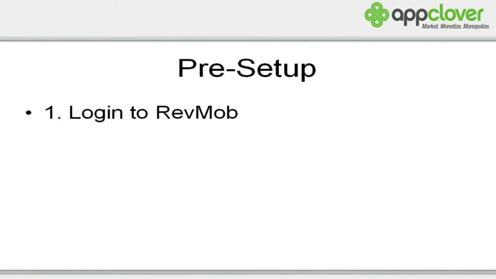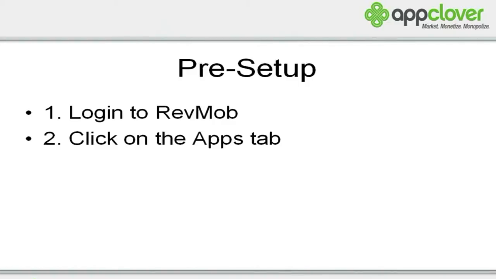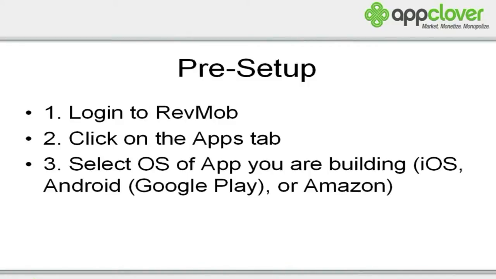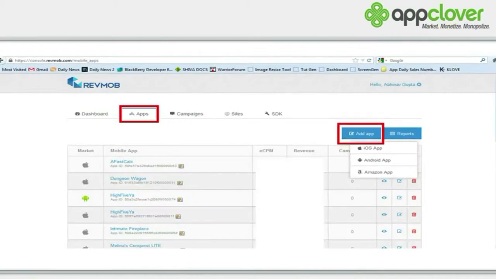Alright, so first thing is the pre-setup. First you want to log into RevMob. Okay, so go ahead and do that now. Second, click on the Apps tab. And then thirdly, select the operating system of the app you're building. So if you're using iOS, which is Apple, Android, Google Play, or Amazon, those three are available. And this is basically how it looks.